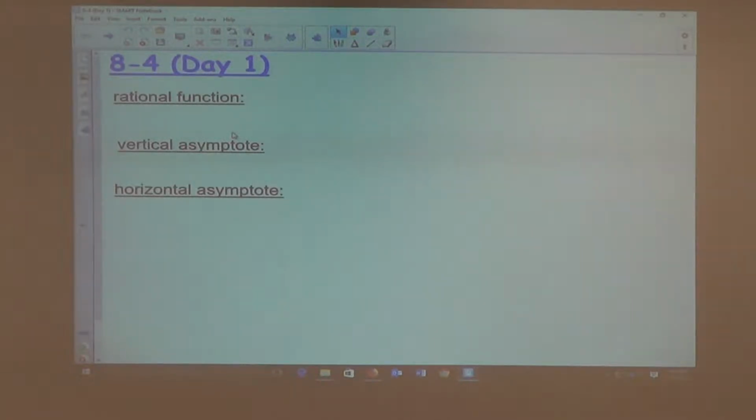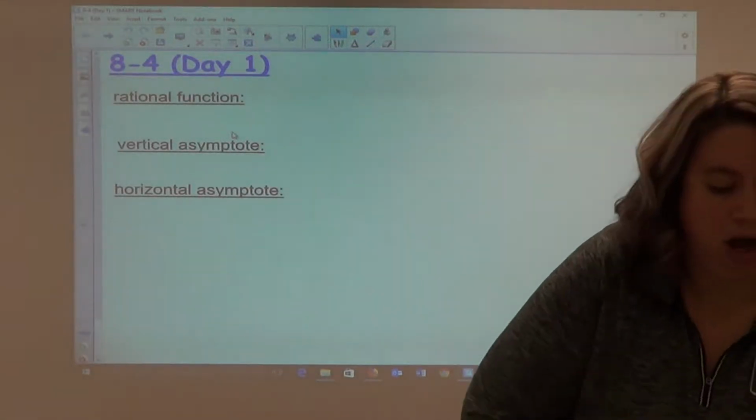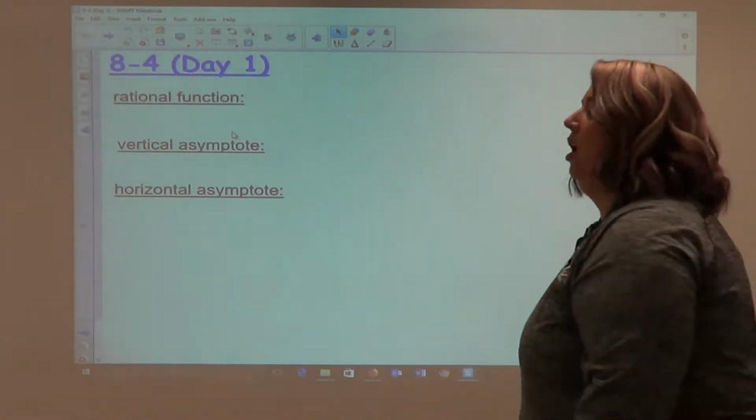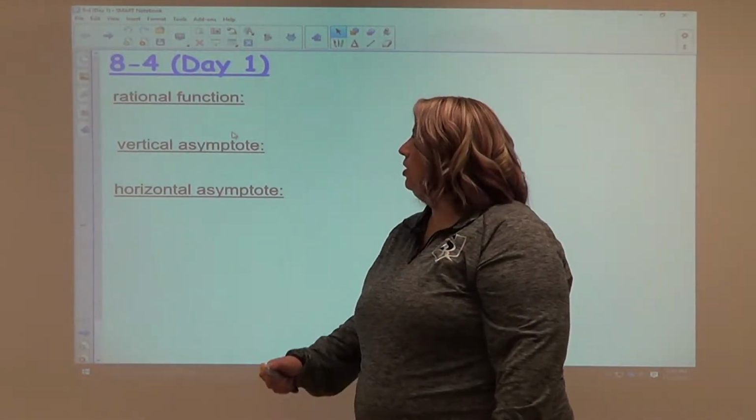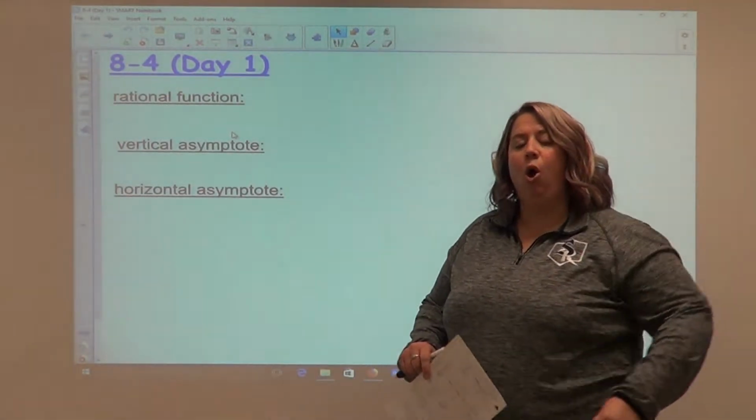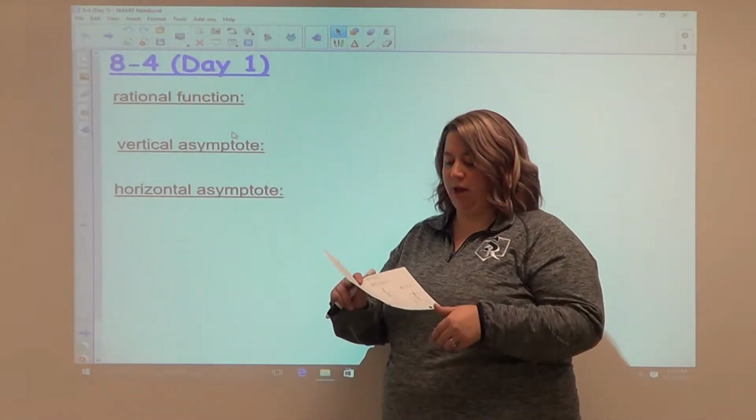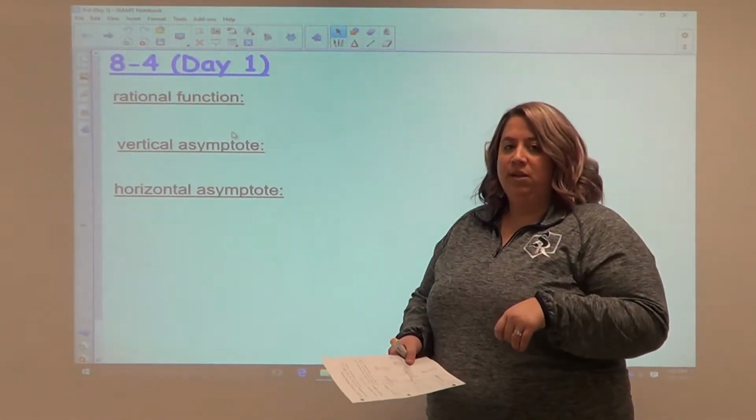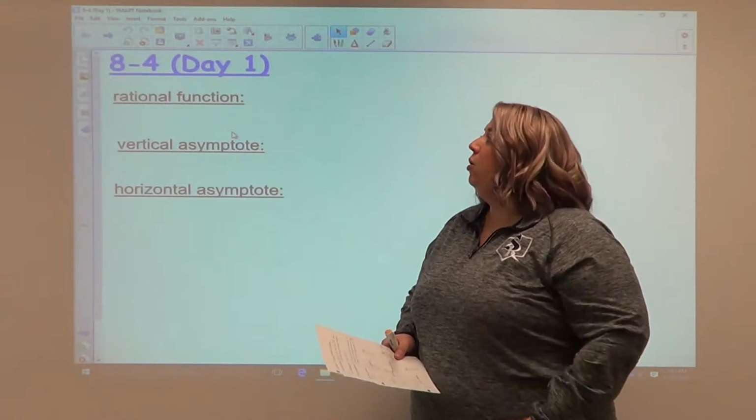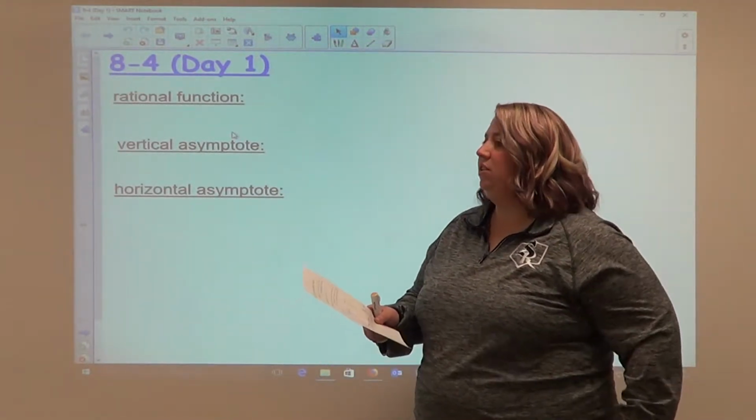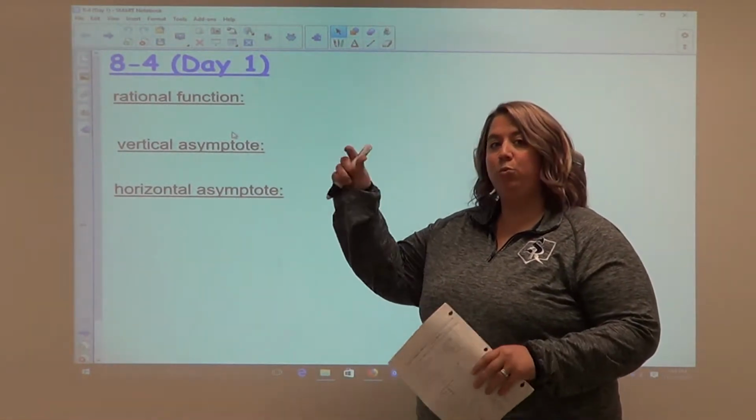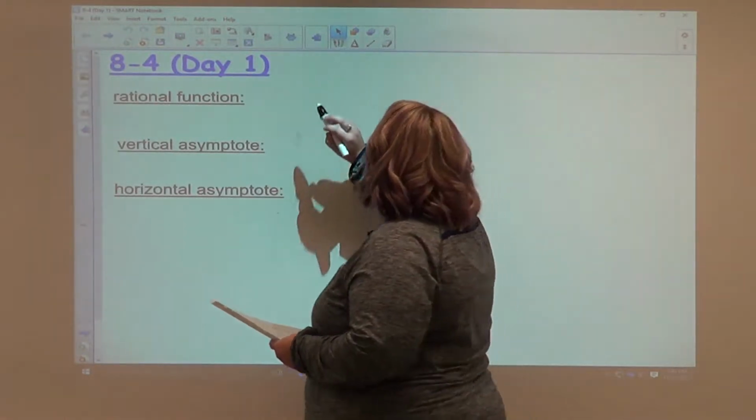Okay, section 4. This is piggybacking off of what we did in section 3, where we just did reciprocal functions, where we only had to worry about the variable in one spot. We only had to worry about it in the denominator. When you're doing rational functions, this is when you have the variable in the numerator and the denominator.